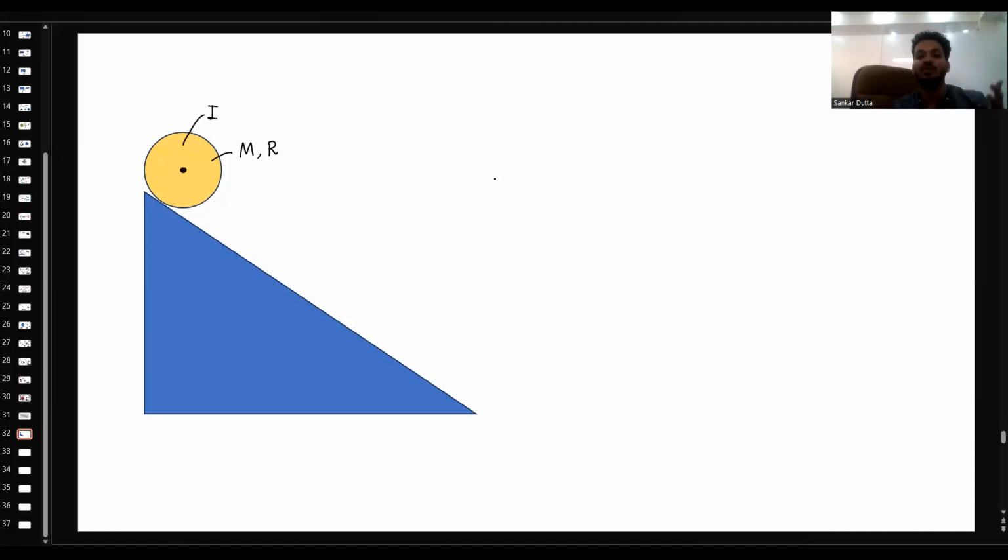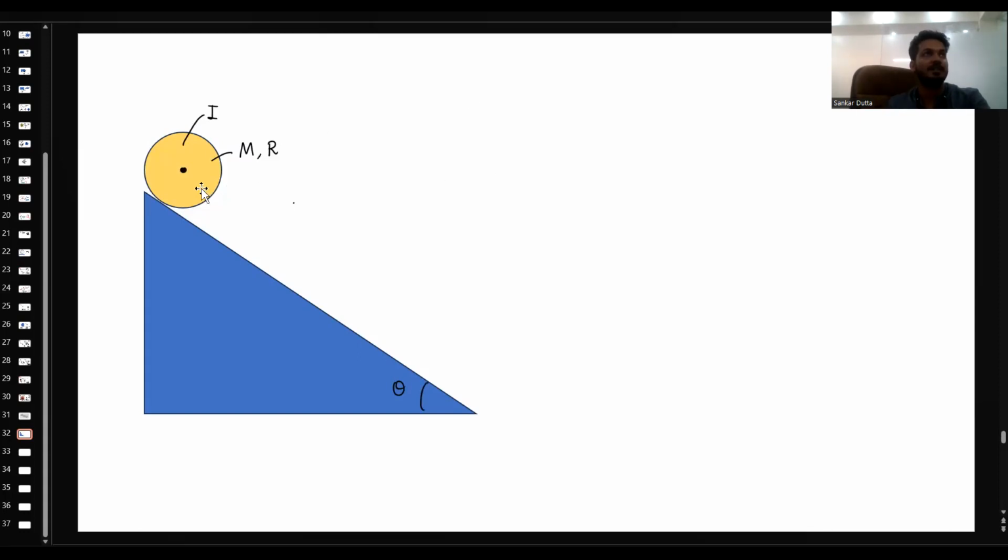If there is no friction, solving this becomes easy because we have done this in NLM. We just say the force which is parallel to this inclined plane will be mg sine theta, right? If this angle right here is theta, then the force that is parallel to the inclined plane is mg sine theta.